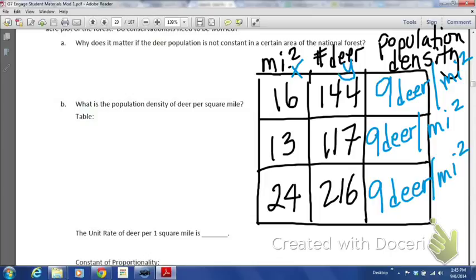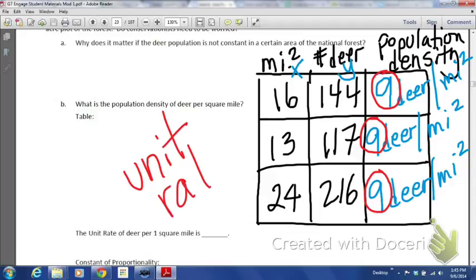And what can we tell here? Actually, let me ask you, do we see a proportional relationship here? Do we have a constant of proportionality in this table or in this section of some part of the national forest? And the answer would be yes, because as you can see in all of these sections we have 9 deer per square mile. Now that per square mile is called something else, hopefully you know, and that would be the unit rate.